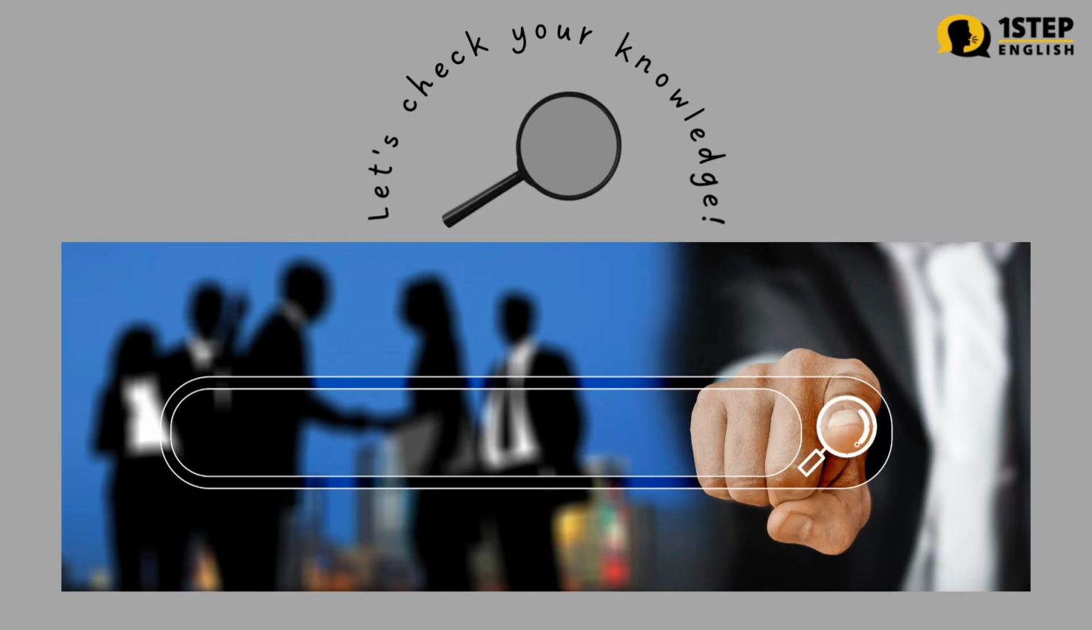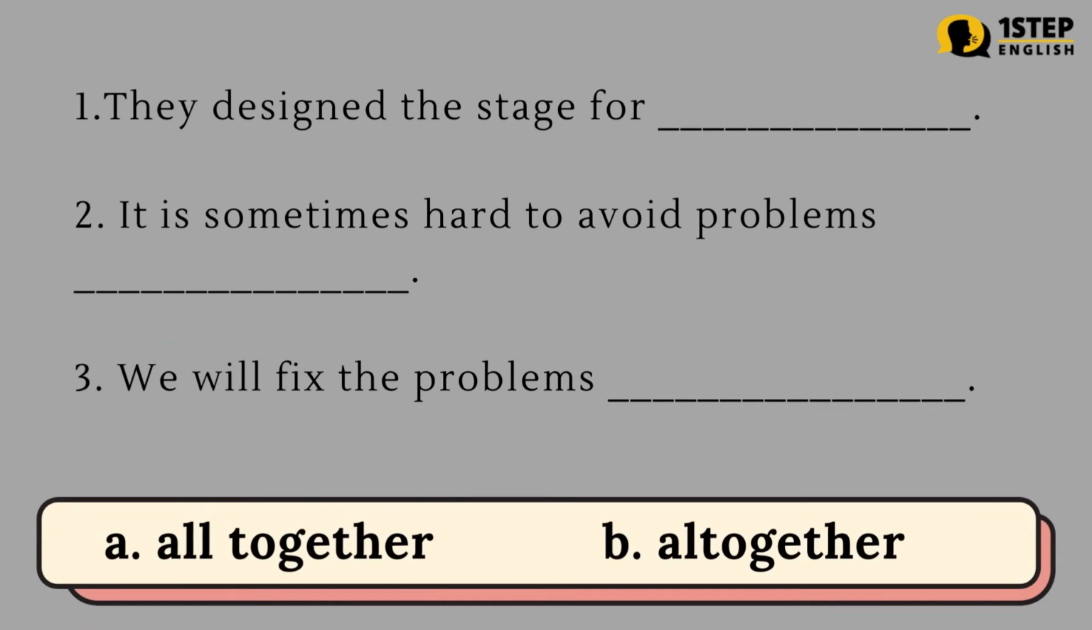Let us check your knowledge. Directions: Fill in the blanks with the appropriate word. If the word does not fit, leave the space empty. Number 1. They design the stage for blank. Number 2. It is sometimes hard to avoid problems blank. Number 3. We will fix the problems blank.